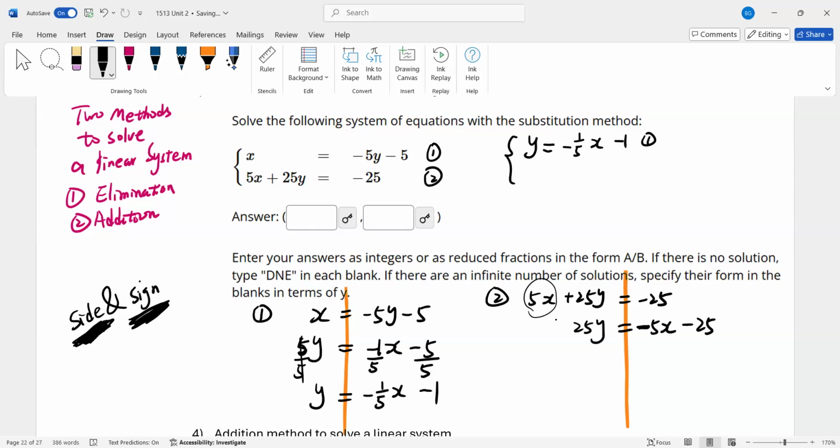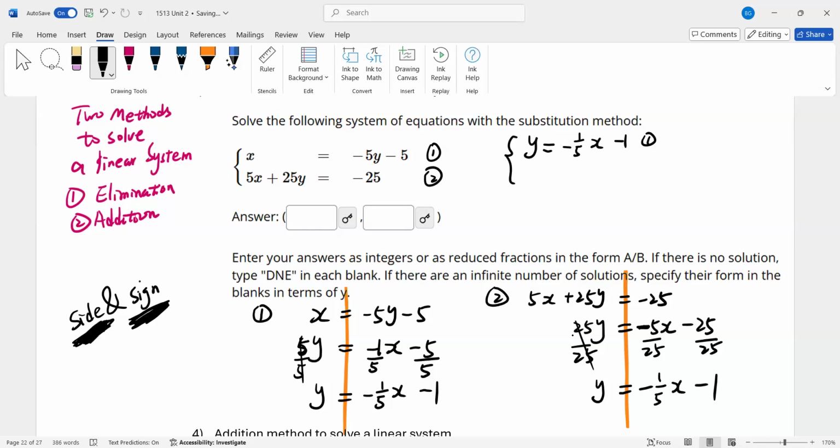So this is my technique. If you don't like this method, you can just subtract 5x from each side, and you would have the same thing. It's just my method here. Side and sign is faster. And then divide everything by 25. Divide 25, divide 25, divide 25. Cancel, cancel. We have y equals -5/25, which is -1/5, times x, and minus 1.